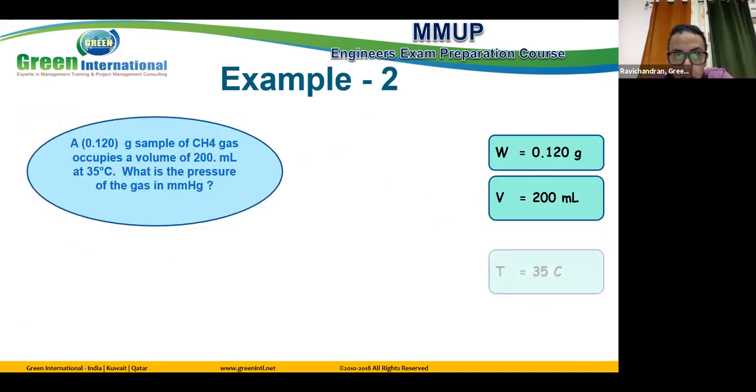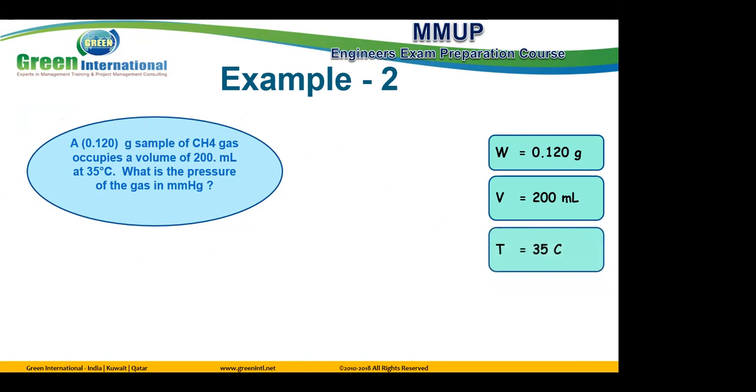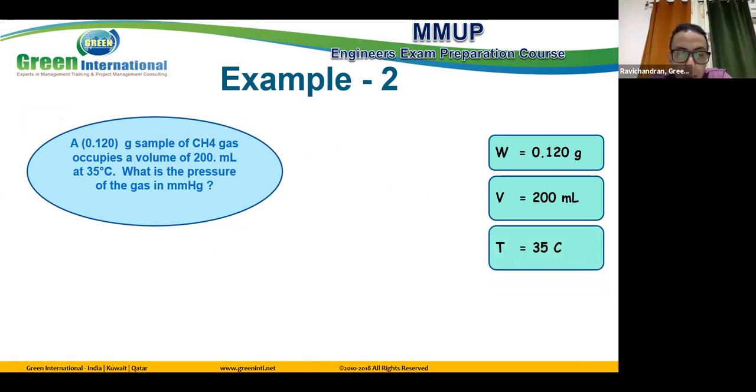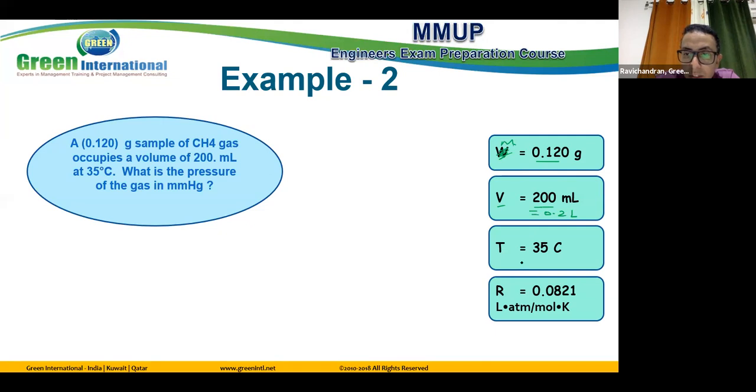Let's see this example here. A 0.12 gram sample of CH4 gas occupies a volume of 200 milliliter at 35 degrees C. What is the pressure of the gas in millimeter mercury? So the given here is mass, 0.12 gram, volume 200 milliliter, which is equivalent to 0.2 liter. Temperature 35, plus 273, so it will be 308 Kelvin.